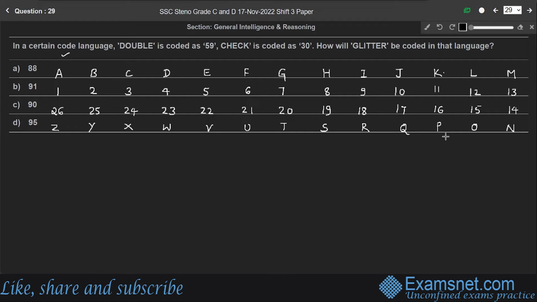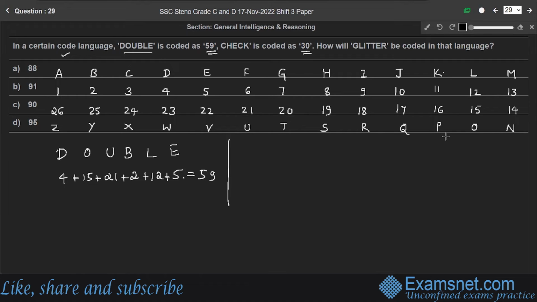Question 29. In a certain code language, double is coded as 59, check is coded as 30. How will glitter be coded in that language? So for our reference, I have written the positional value of each alphabet. So we'll consider the code for double. D's positional value is 4, as we all know that D is 4 and O is 15, U is 21, B is 2, and L is 12 and E is 5. Just add their positional values, you will get 59.